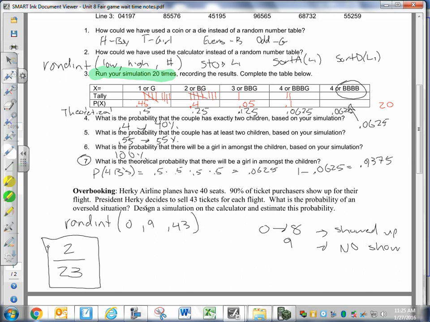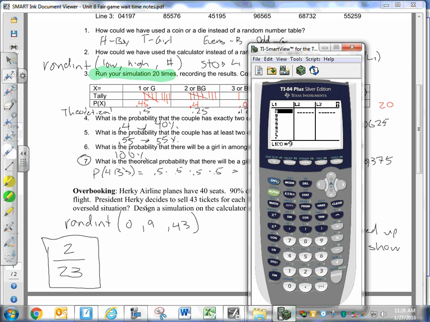Let's do it again. Everybody do it again. Let's see if we have more than 2 out of the 23 of us, just to kind of increase our simulation run. I'll go back. I'll rerun my randInt between 0 and 9, 43 of them. Store in L1, sort descending. L1. Edit.